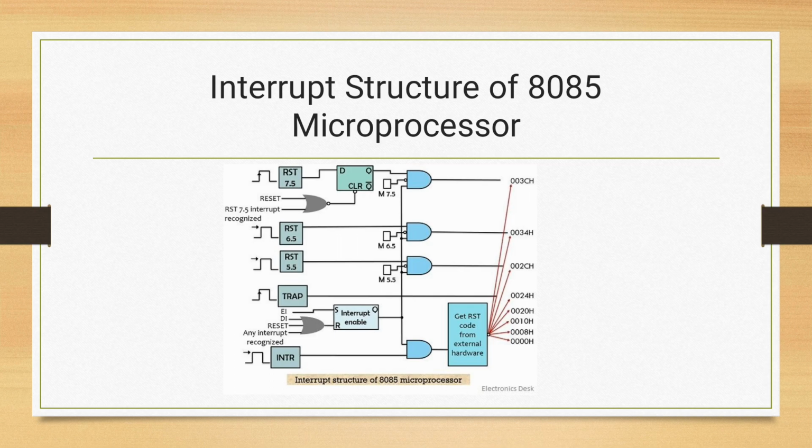So what is an interrupt controller? It is a device used for interrupt driven data transfer. It provides the location where the CPU will jump when the interrupt has occurred.